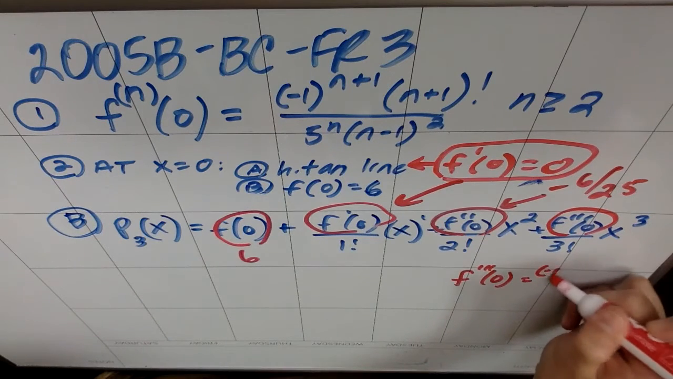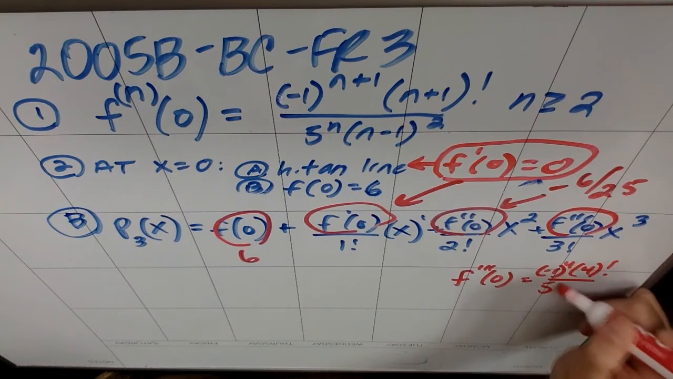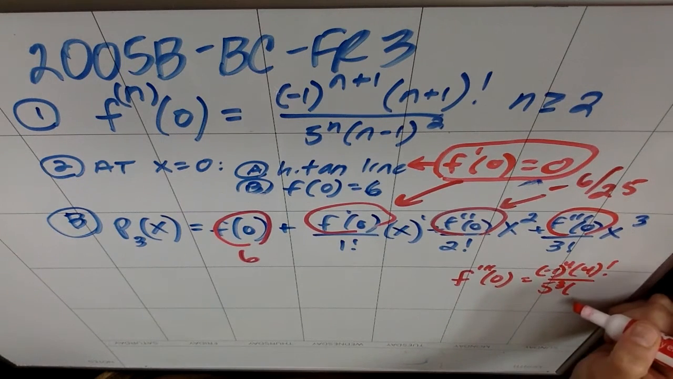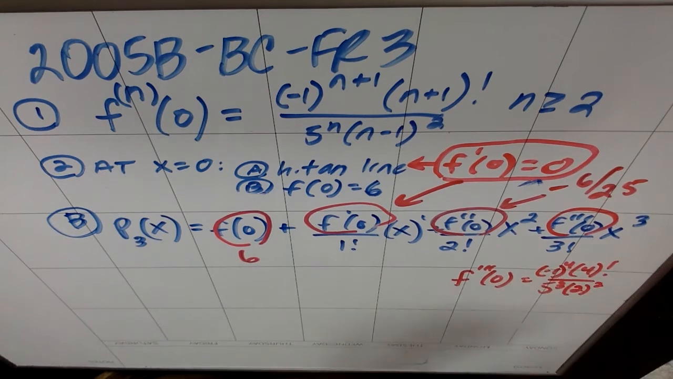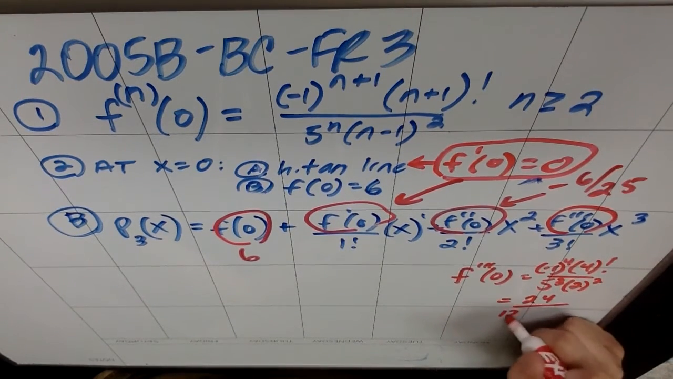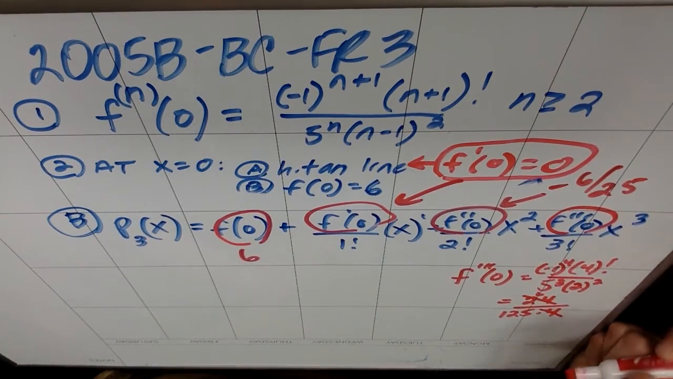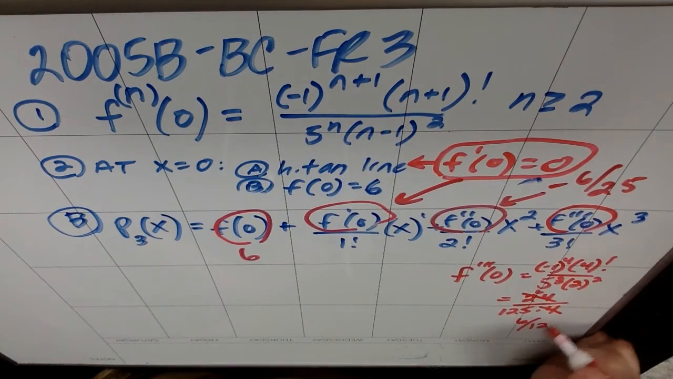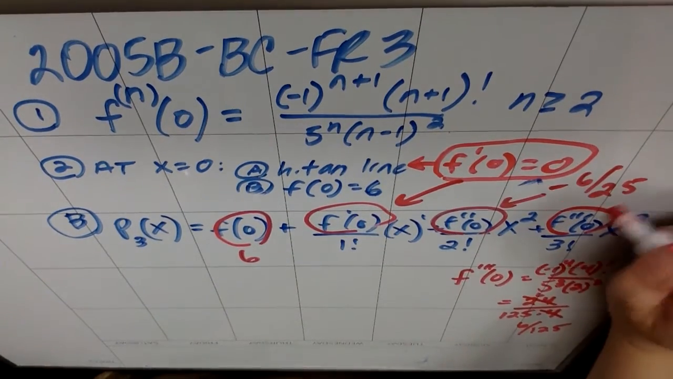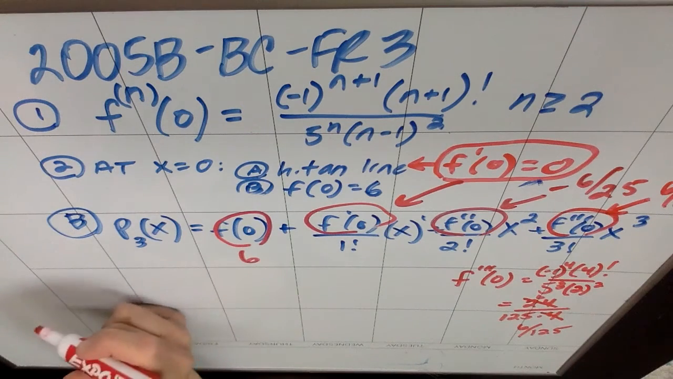That would be negative 1 to the fourth, so that'll just be positive. It'll be 4 factorial over 5 to the third times, let's see, it's a 3, so 2 quantity squared. My third derivative should be 24 on top of 125 times 4. I would probably cancel the 4 with the 24 and get 6 over 125. That's what this chunk is right here. So this one is 6 over 125. Cool.